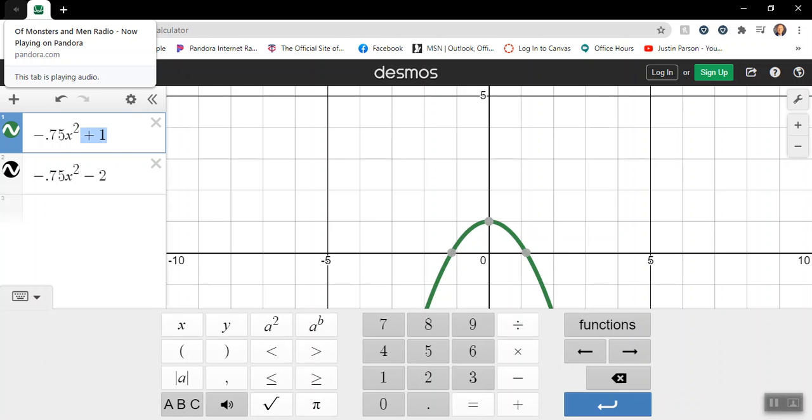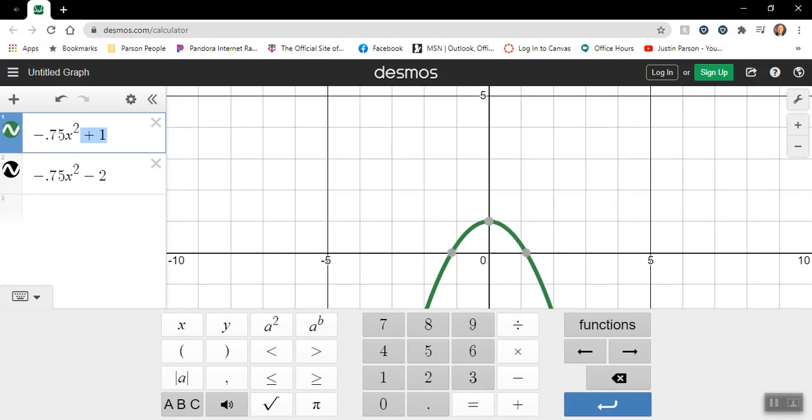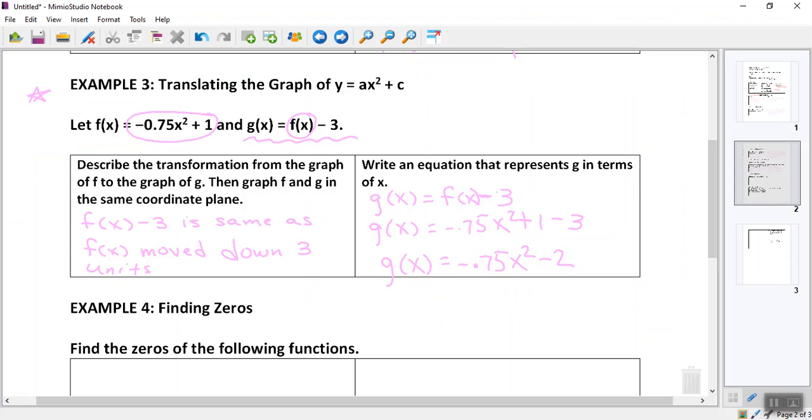Okay, cool. Well, here we go then. Let's get into example 4. Example 4 is all about finding zeros of a function. Okay, let me get you a good example for this right here. We're going to look at this algebraically and we're going to look at this graphically. But you're going to be given some functions like the following.